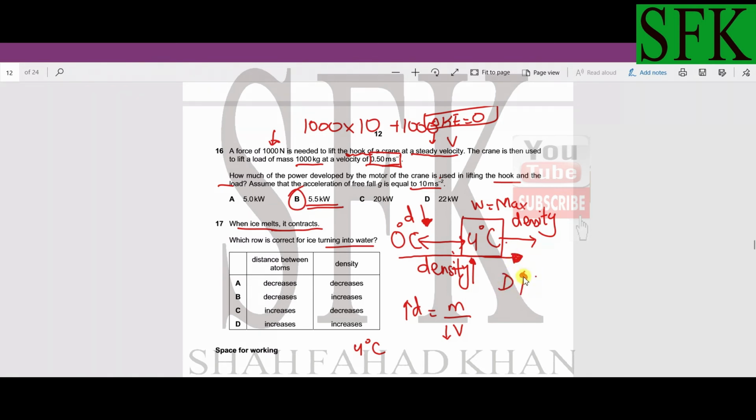Okay, if the density is increasing, what will happen to the distance between them? Density increases. It could either be B or D. All right, what happens to the distance between them? Distance depends upon the volume. If the density is increasing, the volume of water or ice is decreasing, right? If the volume is decreasing, then the molecules will come close to each other, and so it's going to be B. The distance between them decreases. B is going to be the correct answer.